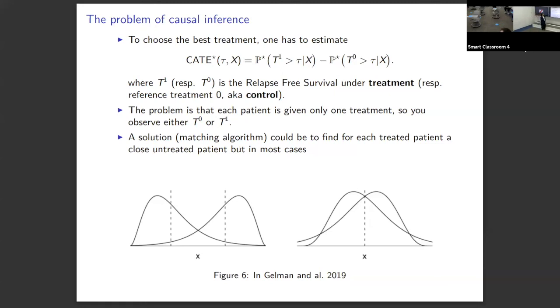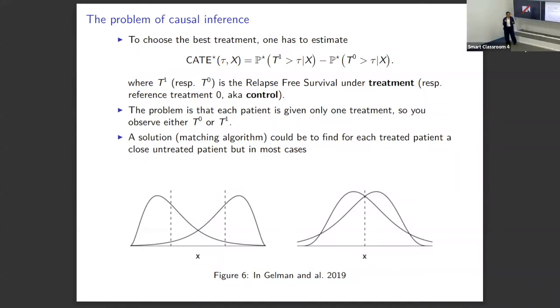Okay. That's what we call matching algorithm. So there are two big problems. First one is that between the treated population and the untreated population, or the control population, the feature distribution is too different. So you are going to get matches only in a small area or for very, very few people. So even if you have a million individuals in your database at the beginning, you will be able to match only few of them. So you're losing a lot of data, size, or power, to speak statistically.